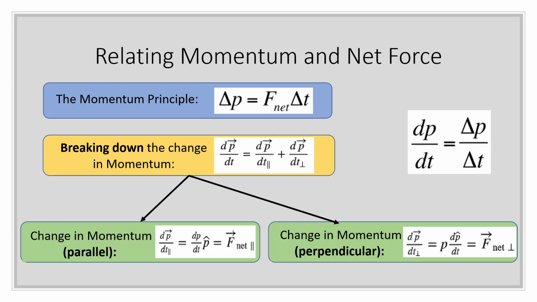When we do this, we also obtain a parallel and a perpendicular net force, which is extremely helpful because dp over dt parallel tells us if the system speed is increasing or decreasing, and dp over dt perpendicular tells us if there is any change in direction of the system's momentum that will lead to any curvature we may see.